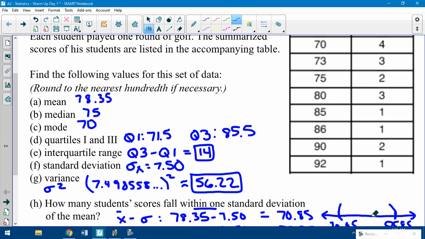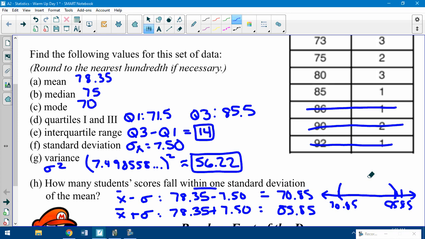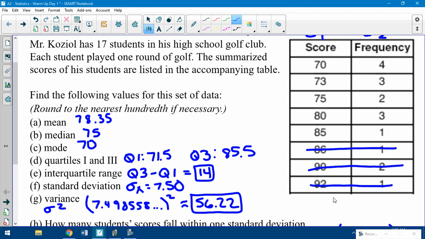So if I were to list out everyone's scores on a number line, how many would fall within here? Well, this is outside, it'd be over here. This is outside, it'd be over here. 86 would be just outside, even though it rounds. But 85 would be in here, 80, 75, 73. 70, again, is just outside over here, so that doesn't count. So these are all the scores that fall between.